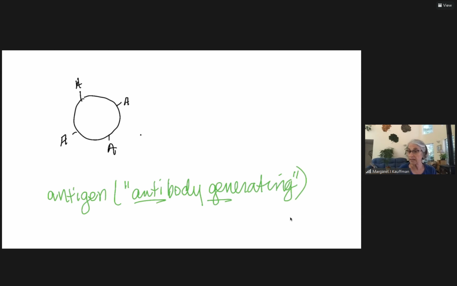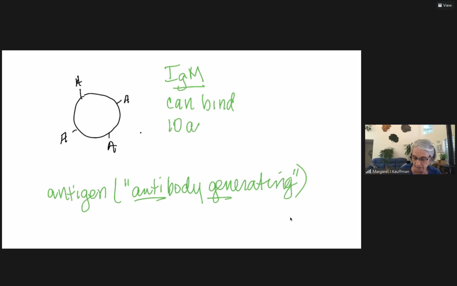Antigens come in a variety of types, and we're going to do that when we come back and do the immune system. But the particular type that we're going to be working with, and you should know this for the test because we're going to use it, is called IgM. IgM binds more than one antigen. All antibodies do, but IgM can bind 10 antigens. Same antigen, but 10 times. So it's a huge protein, and it's got 10 different binding sites.